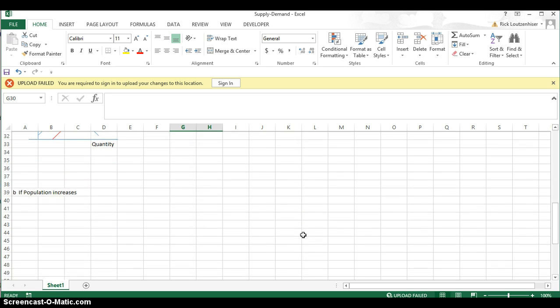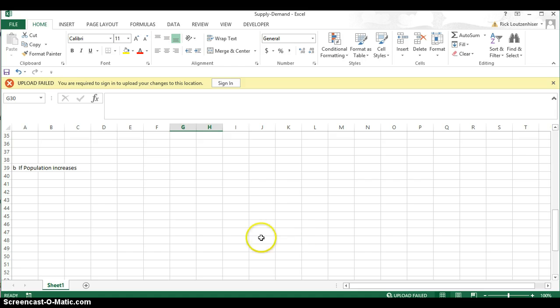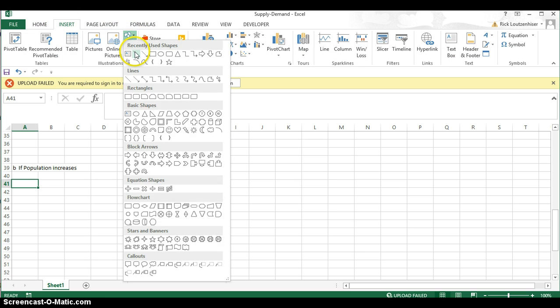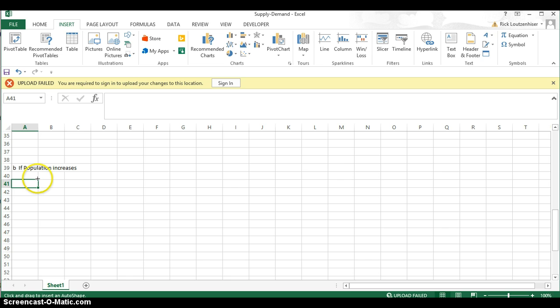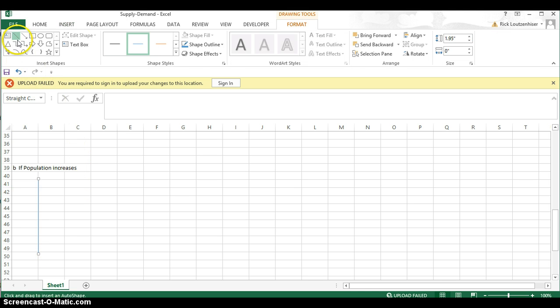Okay, so now let's do the next one. If the population increases, so let's draw another one. We will go here and make another chart, holding the shift key down and then using the left button on the mouse. I pull that over, get another line, shift and the left key on the mouse, and then I make my original supply curve something like that. The original demand curve is this way.